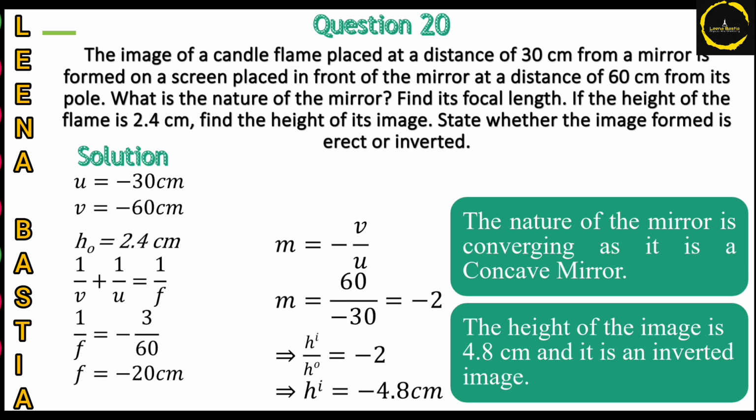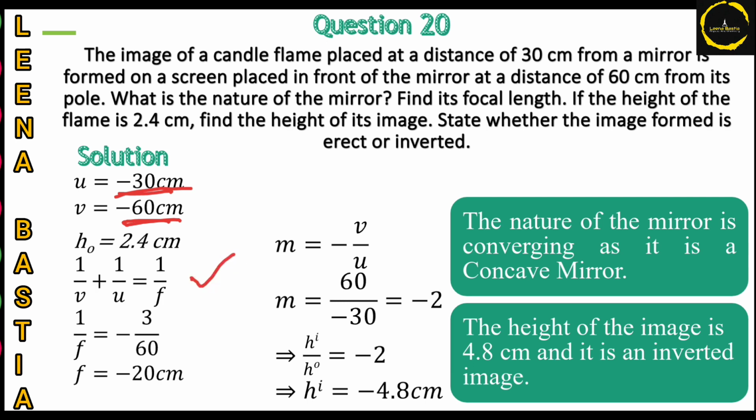Now it is saying that the image of the candle flame is formed on a screen placed in front of the mirror at a distance of 60 centimeter from its pole. So the image will be 60 centimeter away. So this v is minus 60, because it is all in front of the mirror, so we have to take minus for all this. Now ho is 2.4 centimeter, it is already given.